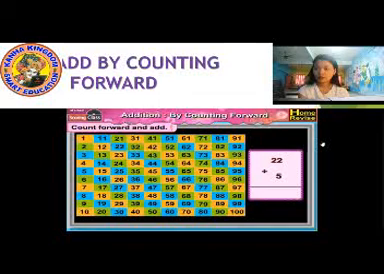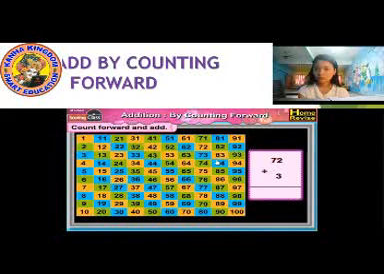22 plus 5. Now 22 plus 5 is equal to 23, 24, 25, 26, 27. 22 plus 5 is equal to 27.